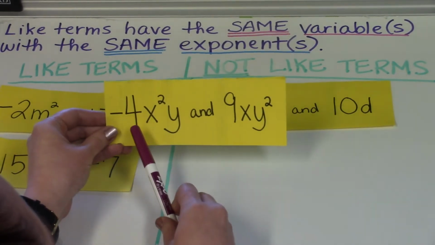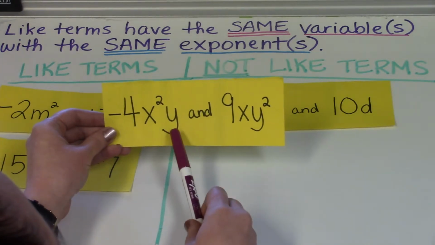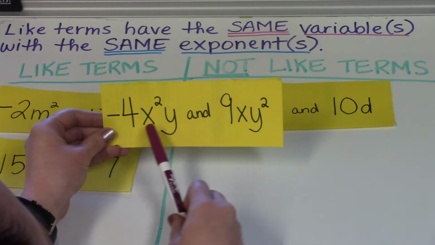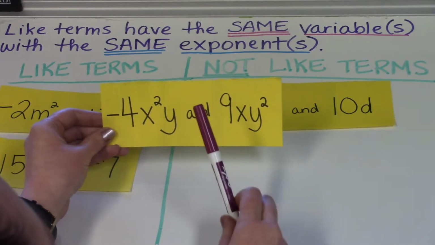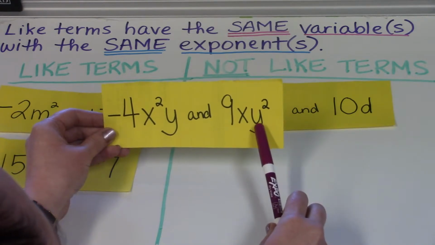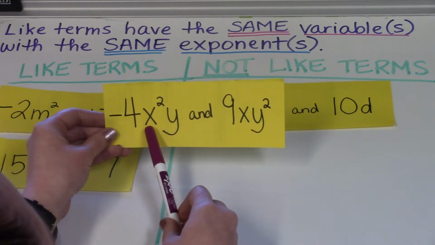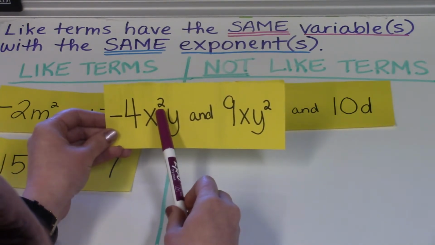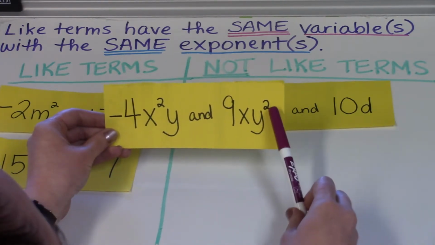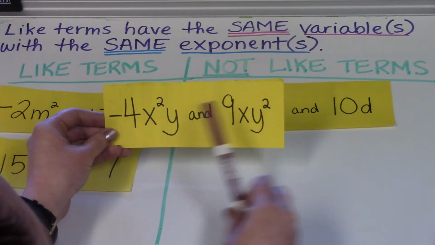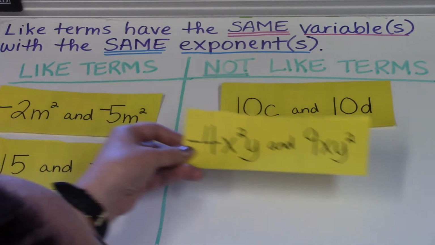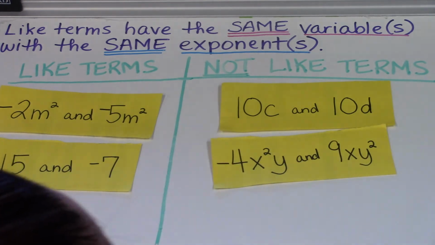For this pair, we have negative 4x squared y and 9xy squared. If you look at these two terms, they do have the same variables. Both terms have an x and a y. However, in the first term, x has an exponent of 2. In the second term, y has an exponent of 2. Because the exponents don't match on the same letters, these are not like terms.